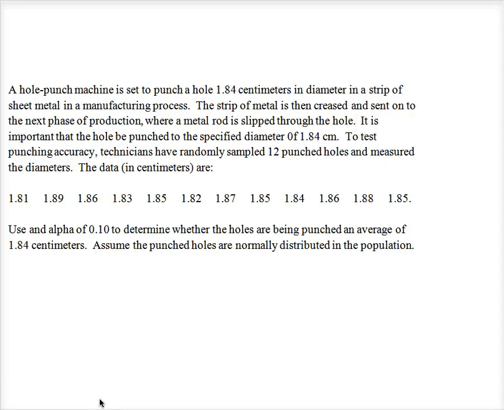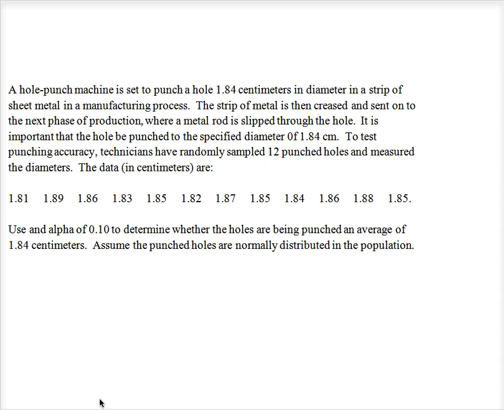In our manufacturing process, we have a hole punch machine that's set up to punch a hole 1.84 centimeters in diameter. This hole is punched into a strip of sheet metal as part of the process. The strip of sheet metal is then creased and sent on down the assembly line to the next phase of production, where a metal rod is slipped through the hole.